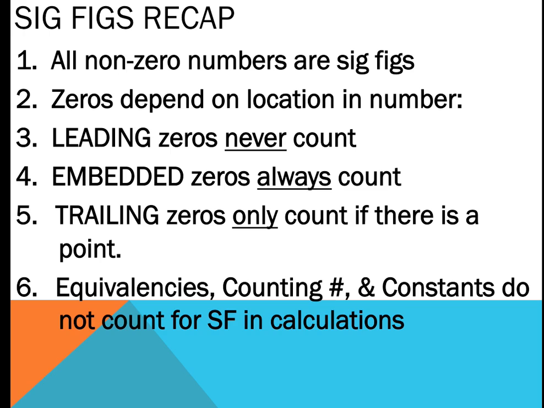So let's look at the rules again with just the quick definitions. All non-zero numbers are significant. Zeros depend on the location in the number. If we have leading zeros, they never count. They're placeholders. If we have embedded zeros, they always count. They're in between other digits. Trailing zeros only count if there is a decimal point. We never care about equivalencies. Counting numbers are constant. They don't count for Sig Figs and calculations because they are set in stone. They're not actual measurements anymore.